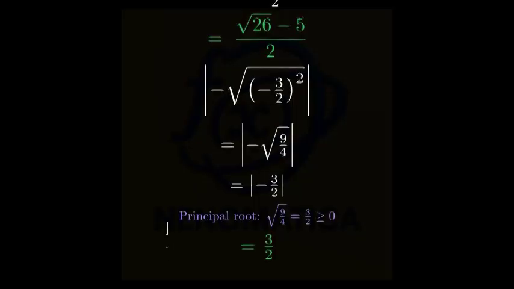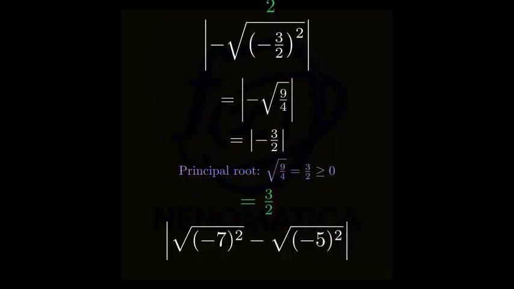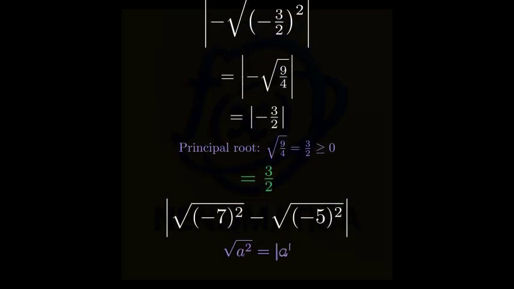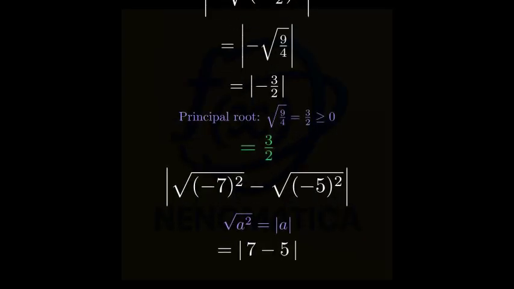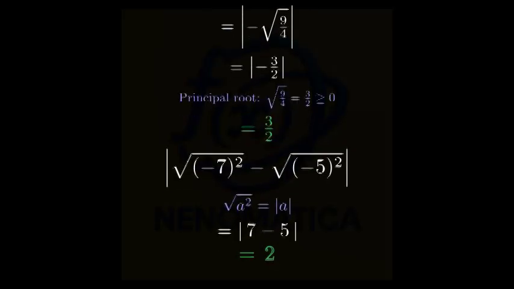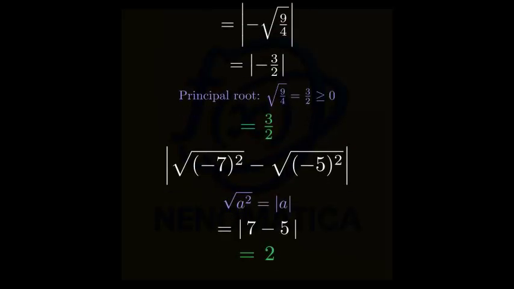Problem 3. Evaluate the absolute value of the square root of -7 squared minus the square root of -5 squared. Use the identity: the square root of a squared equals the absolute value of a. So the two terms become 7 and 5. Then absolute value of 7 minus 5 equals 2.